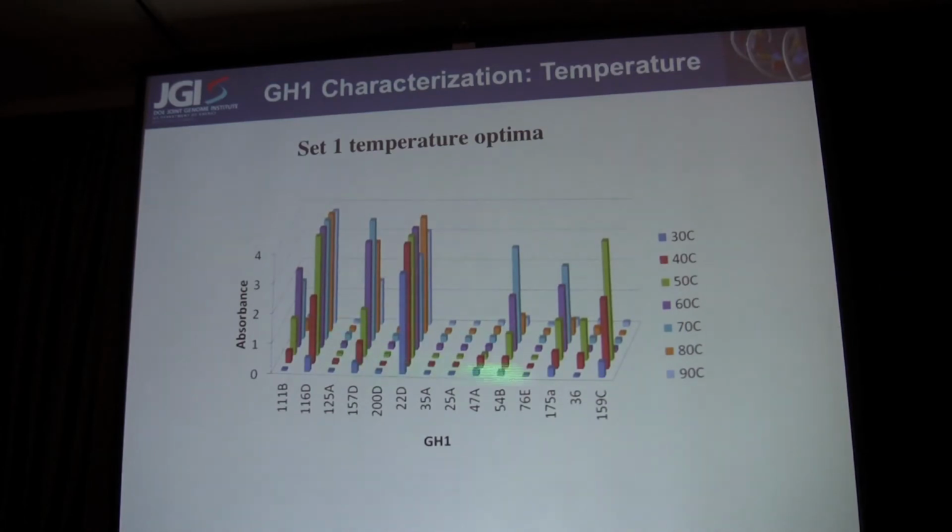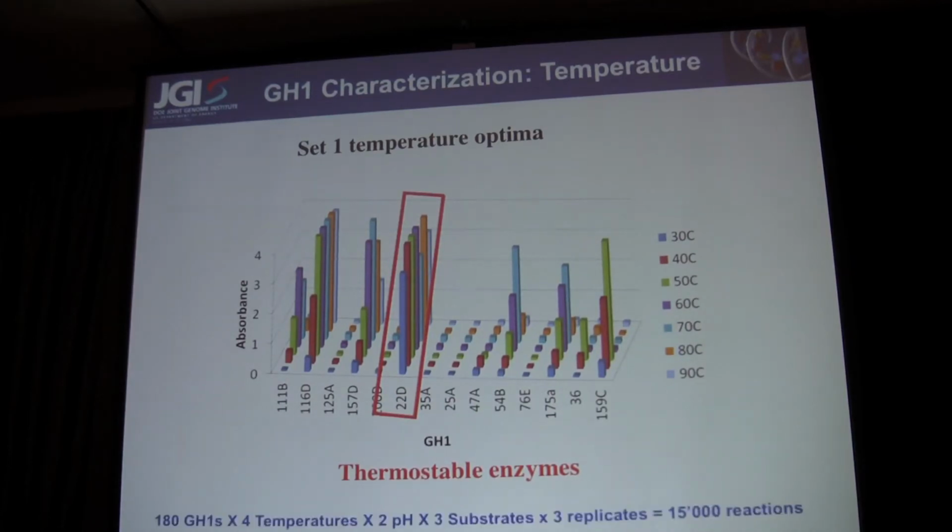So I'm showing here enzyme activity at different temperatures. We see, for example, this enzyme here, 159, works best at 50 degrees Celsius, but after you raise the temperature a little bit, the activity completely drops. But we see other examples of enzymes, like this enzyme 22, where we see very high activity levels all the way from 30 degrees to 90 degrees. So this is the kind of enzymes that we were looking for.